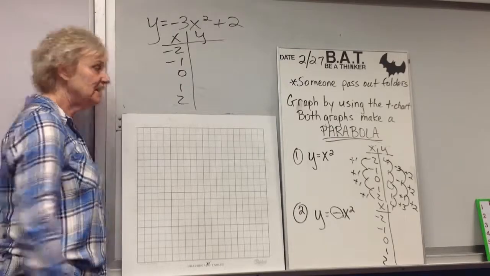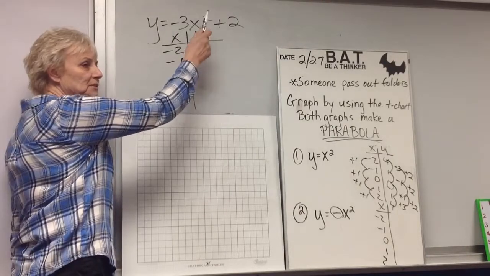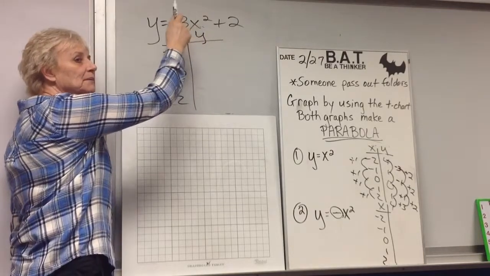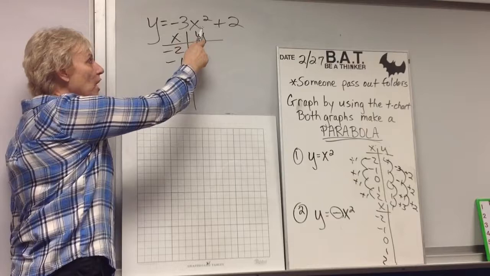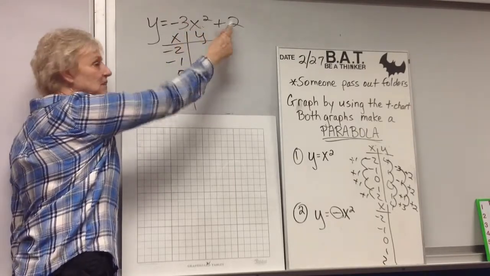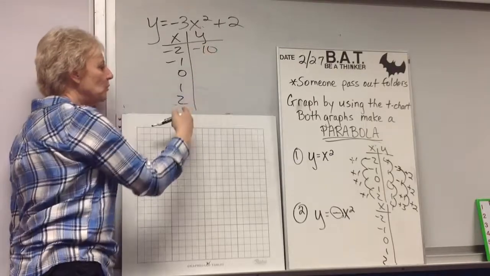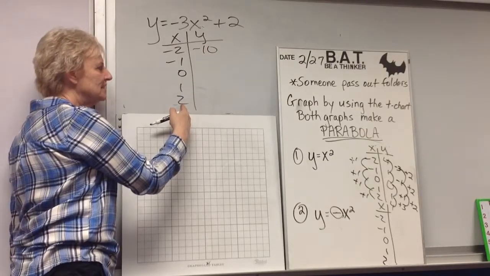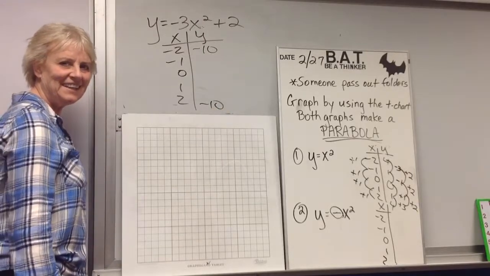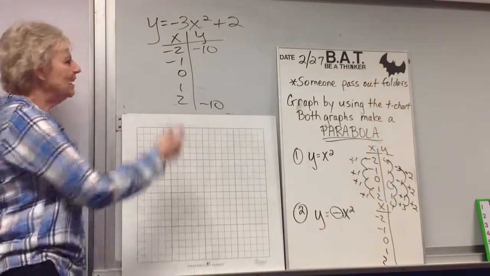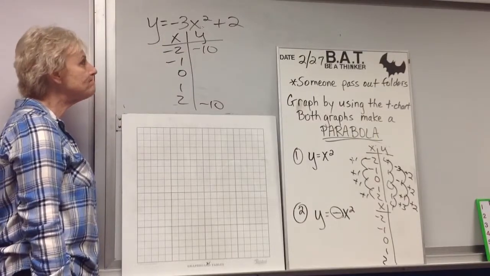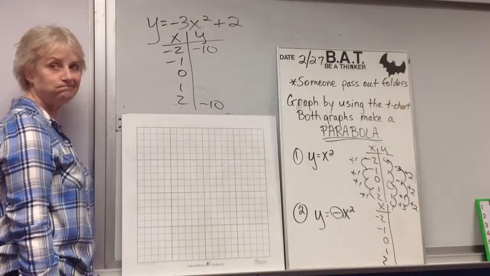-2 times -2 is 4. 4 times order of operations, 4 times -3 is -12 plus 2, that's -10. So what do you think positive 2 is going to give you? -10. Same thing. All right, do the positive one first. What is 1 and -1 going to give us? 6? -6?